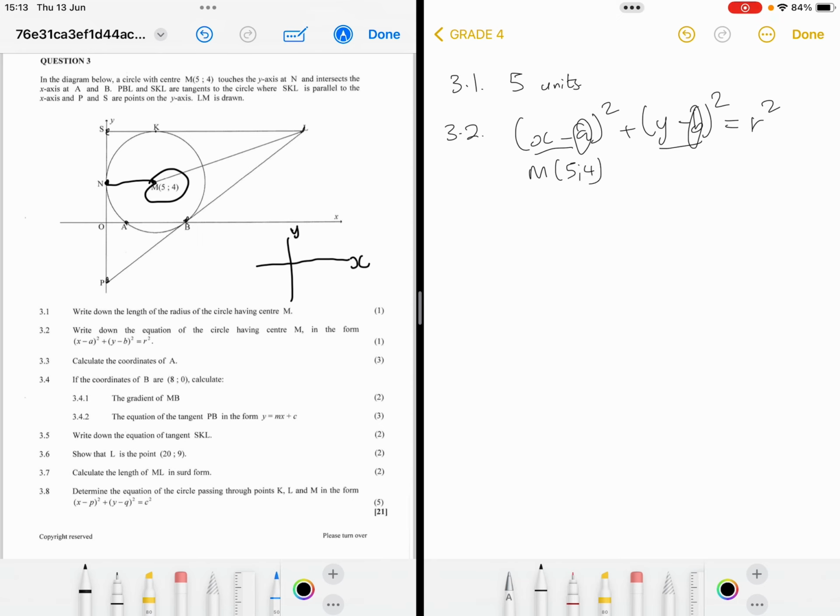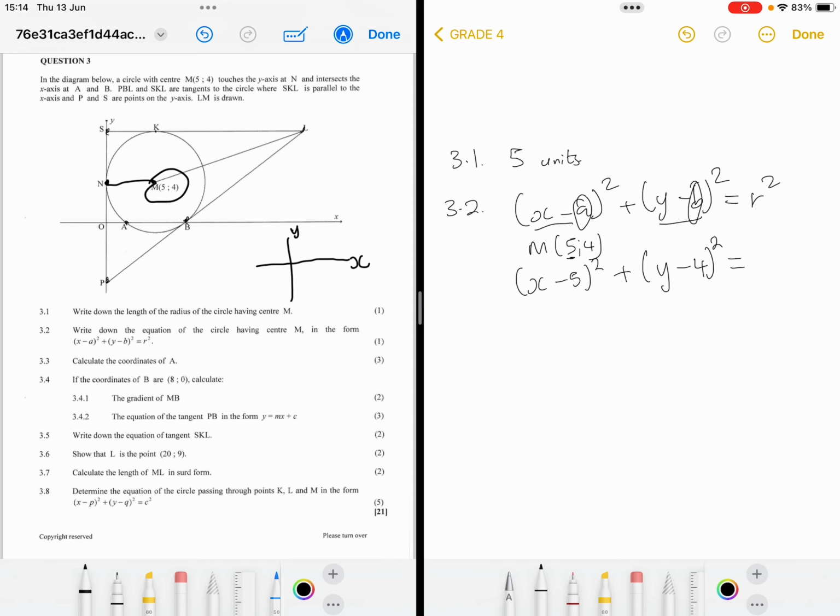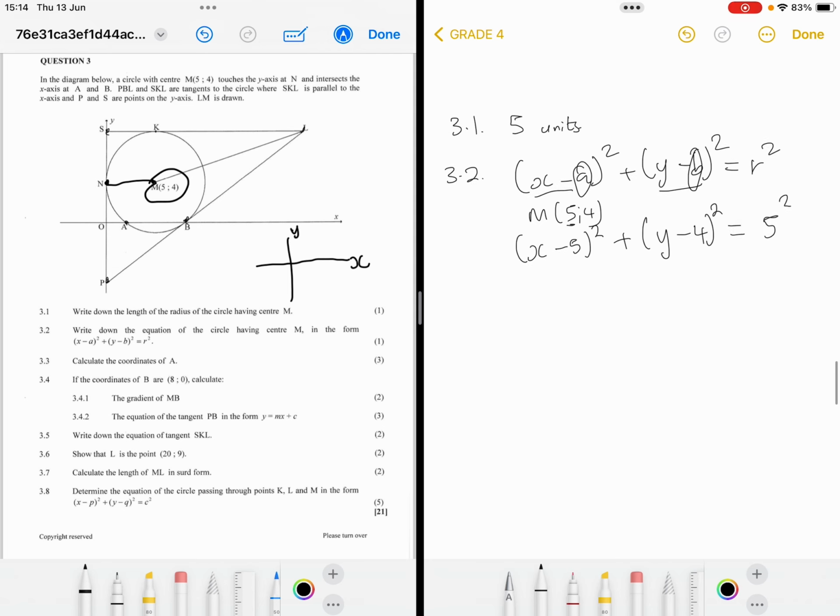Okay, let's substitute. The x value at the center is positive, but inside the bracket it becomes negative. So (x minus 5) squared plus (y minus 4) squared equals the radius squared. We got the radius in question 3.1, which is 5 units. So we say 5 squared. So that's it.